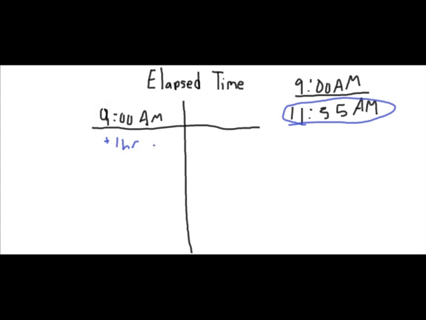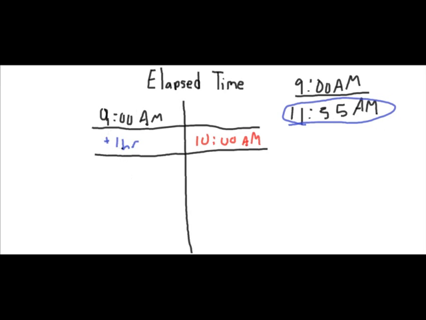So 1 hour after 9 a.m. would be 10 a.m., 10 o'clock a.m., because we're adding 1 hour to this hour section. So now it's 10 o'clock. Let me write that in red: 10 o'clock a.m. Now we're going to keep doing this, adding hours and minutes until we get to the stopping time.